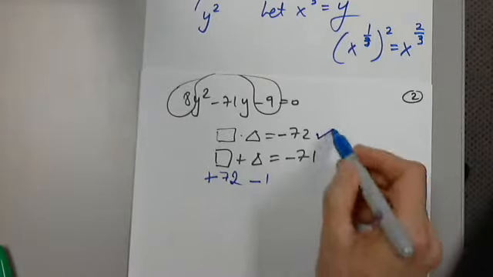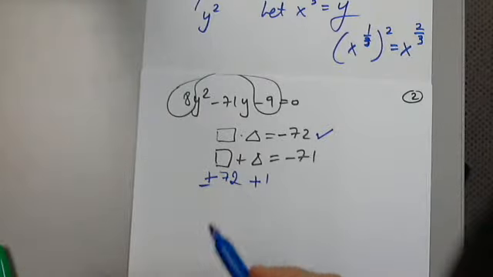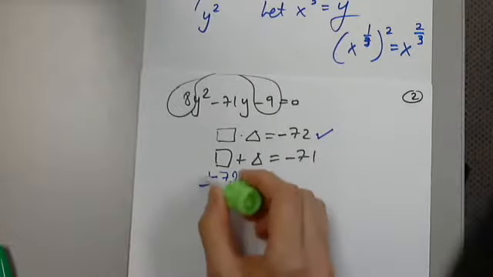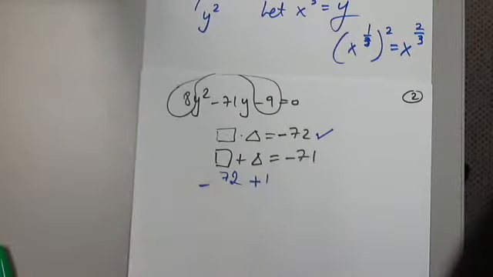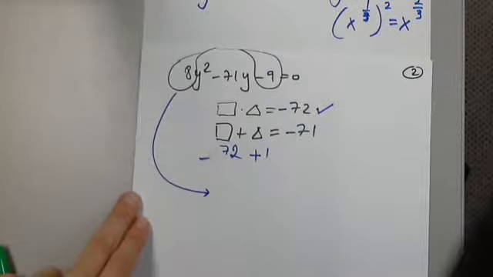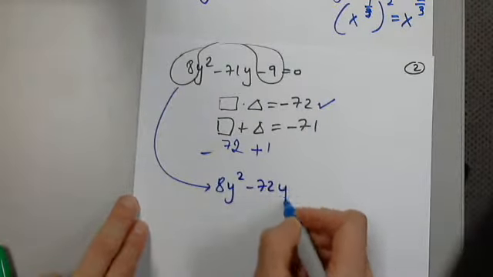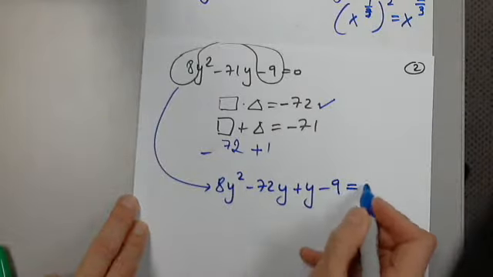The product is negative 72. The sum is negative 71. Very good. And then we have to go back and replace the middle coefficient, in the middle term I should say. 8y squared minus 72y plus y minus 9 equals 0.